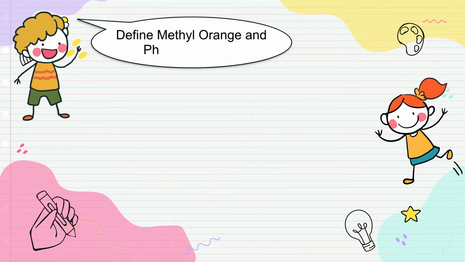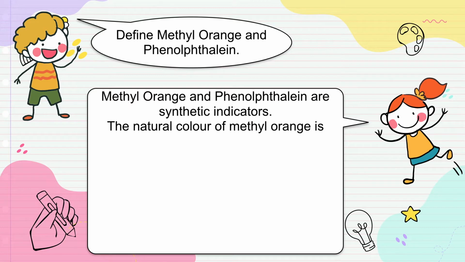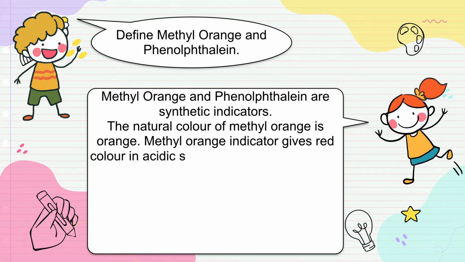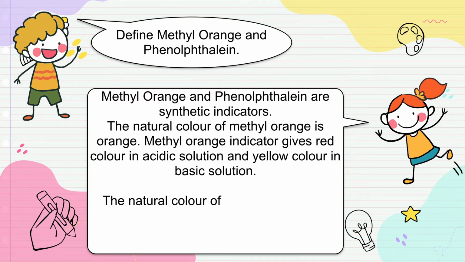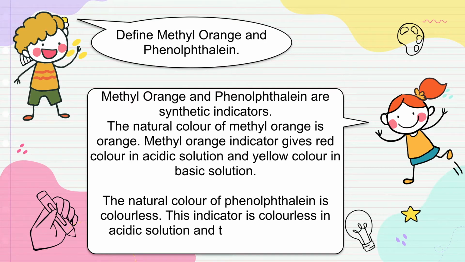Define methyl orange and phenolphthalein. Methyl orange and phenolphthalein are synthetic indicators. The natural color of methyl orange is orange. Methyl orange indicator gives red color in acidic solution and yellow color in basic solution. The natural color of phenolphthalein is colorless. This indicator is colorless in acidic solution and turns pink in basic solution.